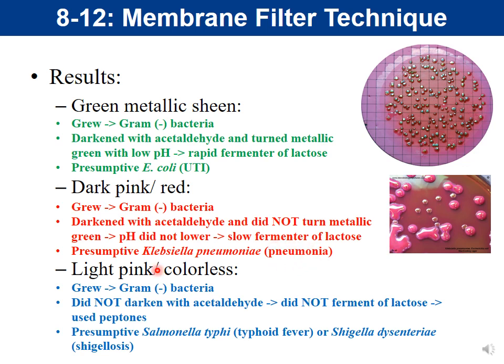You want to know what light pink colorless tells you. So again, it grew, so we know that it's gram-negative. It did not darken with acetaldehyde, which means that it did not ferment the lactose. Instead, it used peptones. And then you want to know what organisms those are presumptive. This light pink and colorless is negative for coliforms because they didn't use the lactose.